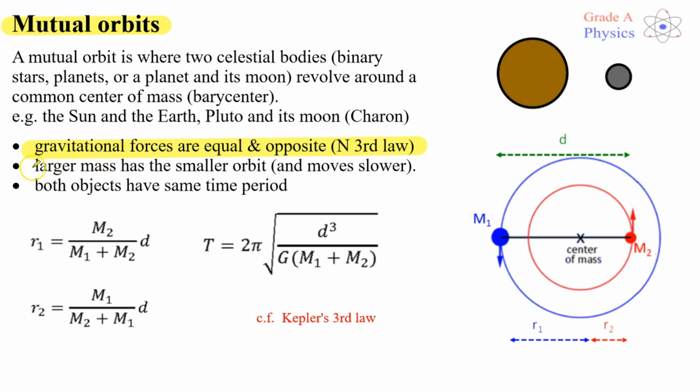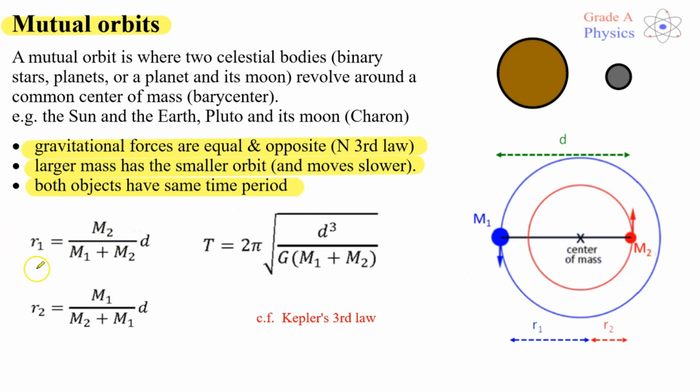It should be fairly intuitive that the larger mass will have the smaller orbit and will move more slowly because it's got a larger mass, but they both have the same time period. That's really important. We have various formulae here which we need to consider. We're not expected to derive these, fortunately. You can look into that if you want to, but we're not going to do that in this video.